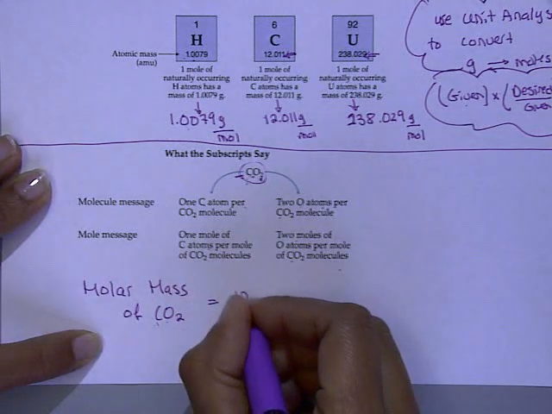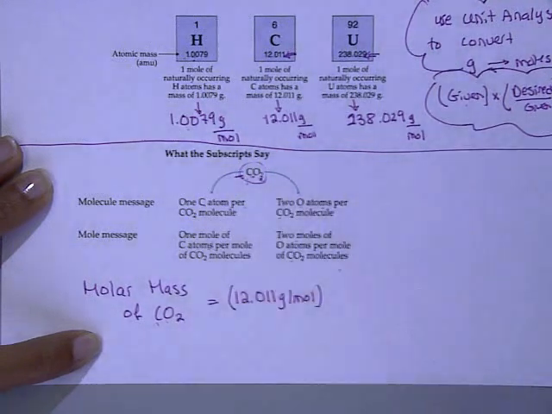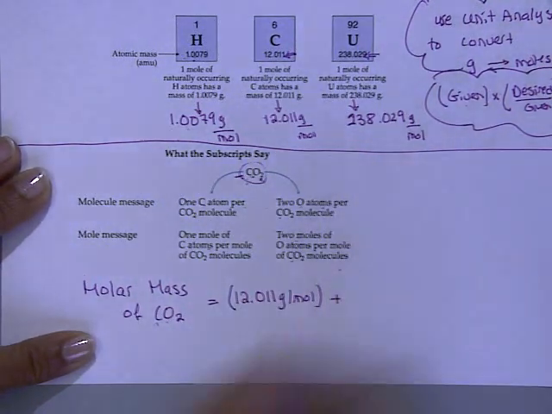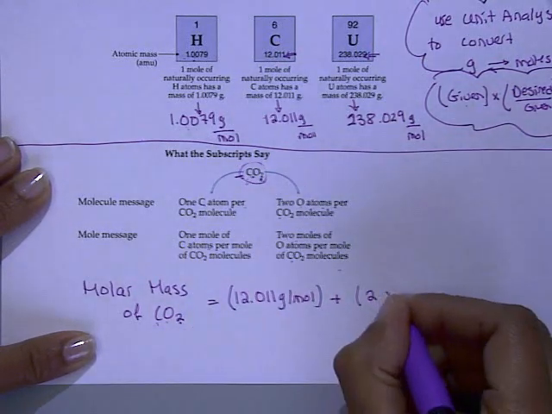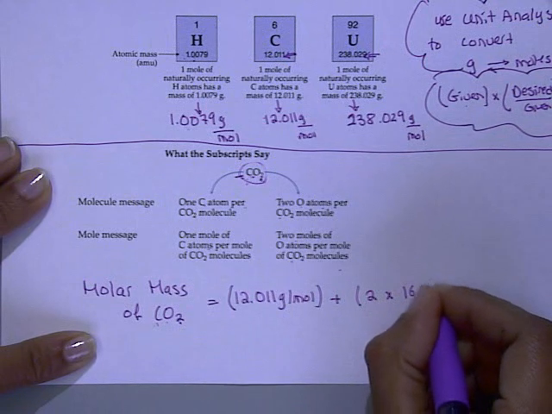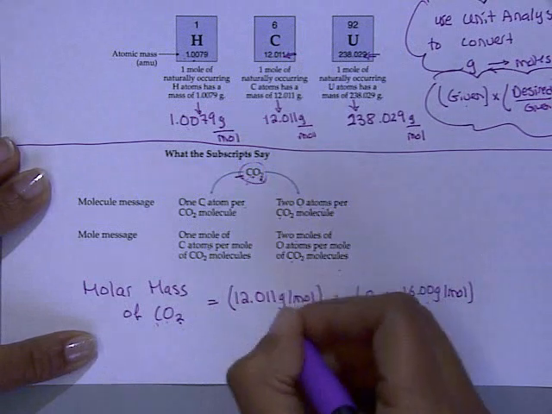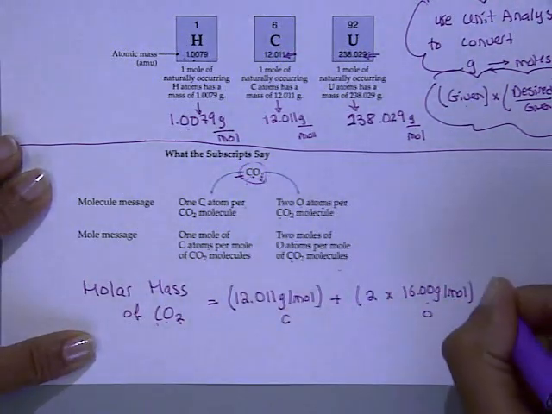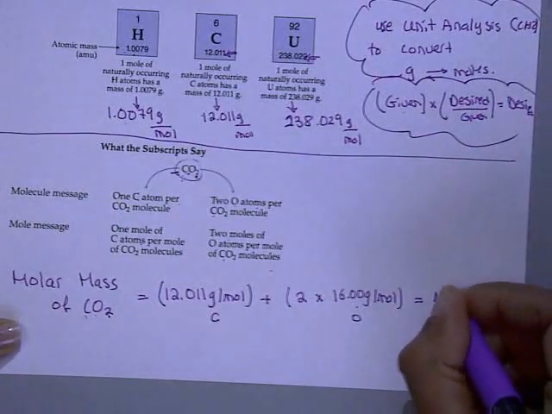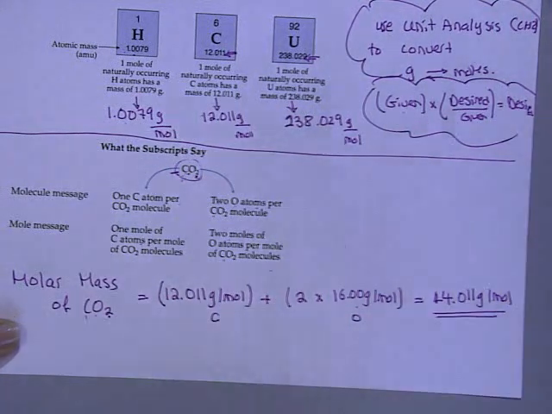So our molar mass for carbon is 12.011 grams per mole. I'm not going to multiply it by 1 because we know something multiplied by 1 is the same thing. Plus, now we have 2, because our subscript for oxygen is 2, times 16.00 grams per mole, which is the molar mass for oxygen. This is directly on the periodic table, so this is for carbon, this is for oxygen, and you should get a calculated molar mass of 44.011 grams per mole. That's your molar mass for CO2.